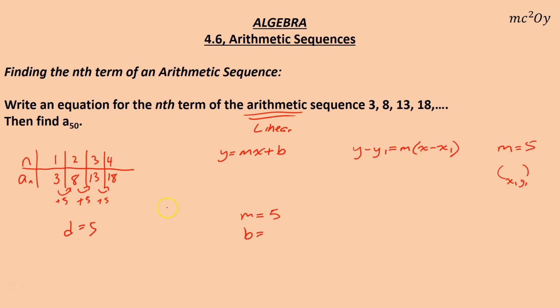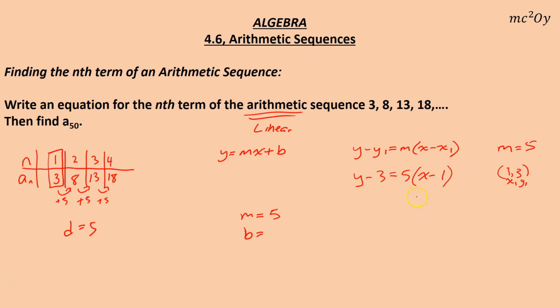Now I look at this, do they give me the y-intercept? Well, the y-intercept was when x is 0, and they don't give me that. But they do give me a point. So I'm going to take the easiest point. You can use any of these points, but I'm going to use the 1 and the 3. So if I plug that in right here, y minus 3 equals m, or 5, times x minus x1, which is 1. That gives me an equation that I can solve.